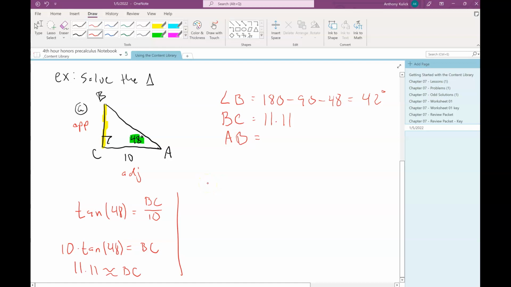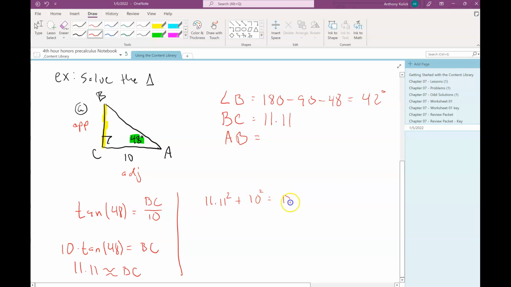Sorry, I meant let's put angle line A. How about you put the numbers in? Just tell me what squared plus what squared equals what squared. I want 11.11 squared, and then plus 10 squared, equals C squared.